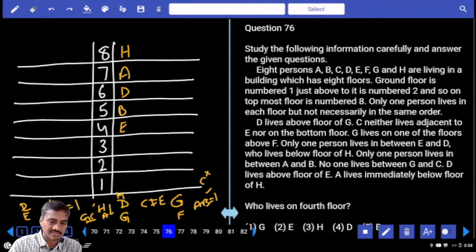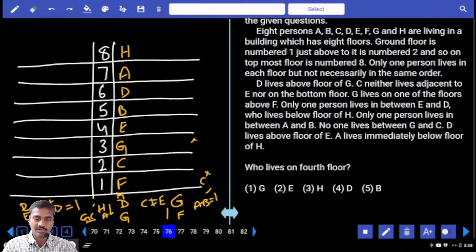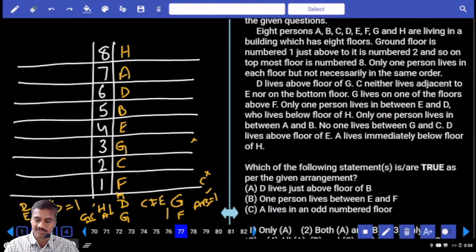C cannot be at this place. And between C and E, C cannot be here, so C is here. And if C is here, between G and F, now G is above this F, this is G, and this would be F. Then question number 76, who lives on the 4th floor? Now E lives on the 4th floor, choice 2 for question number 76.